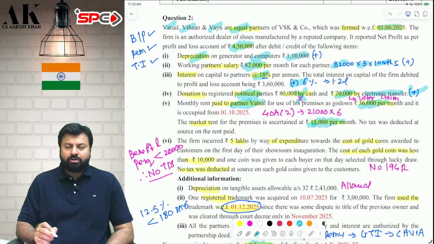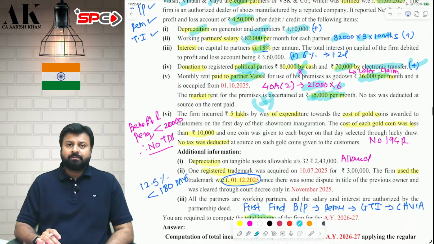You are paying 36,000 to the partner. How much excess are you paying? You are paying excess of 21,000, for how many months? For 6 months. Add back that as per 40A(2). You cannot make excess payment to partners in excess of fair market value. Therefore, the excess portion will be disallowed under 40A(2).